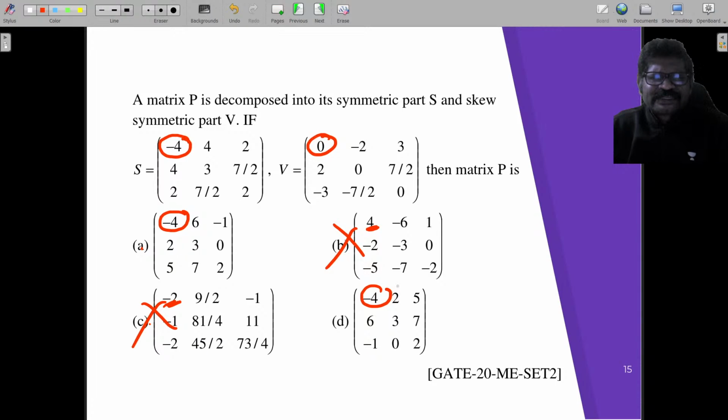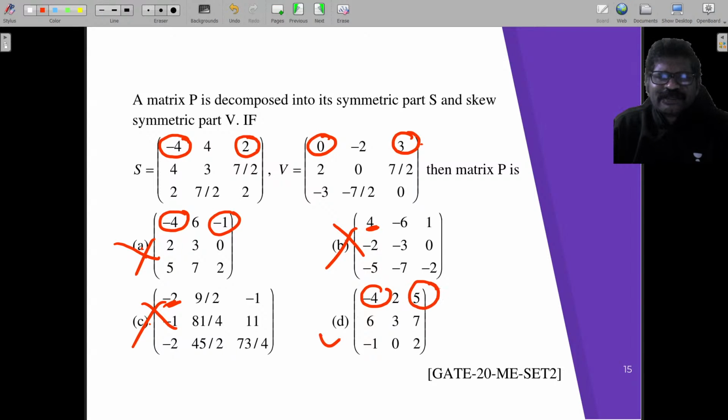Okay, next. Verify first row, third column. 2 plus 3 should be 5. In this option you have minus 1, that's why eliminate this. 2 plus 3 is 5 in the last option. Select the last option. So the correct answer is the last option.